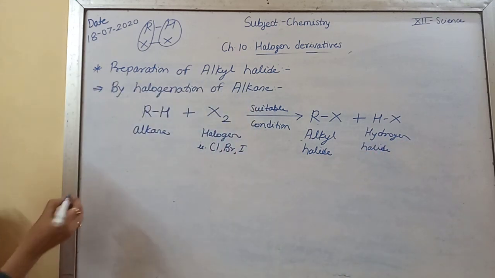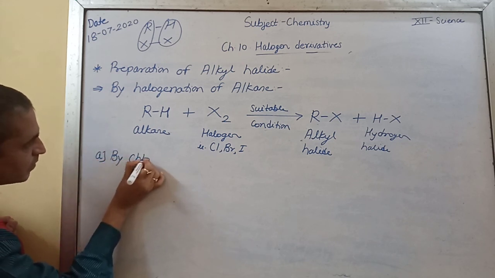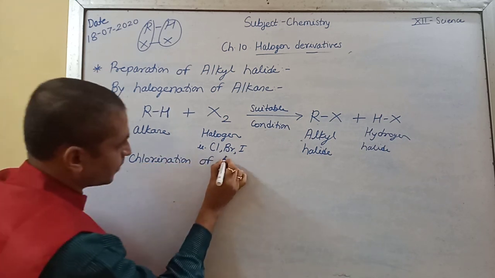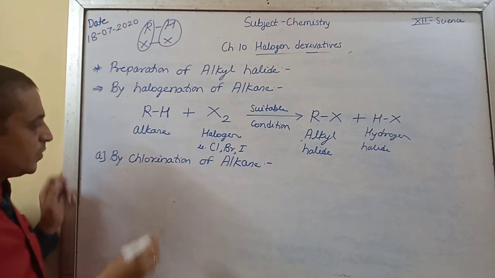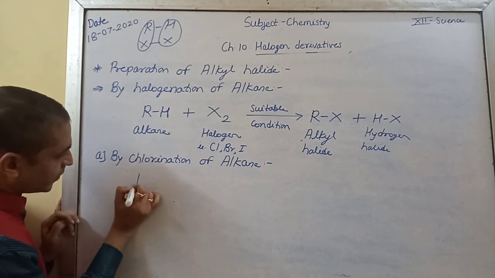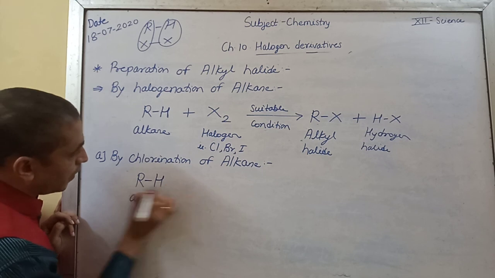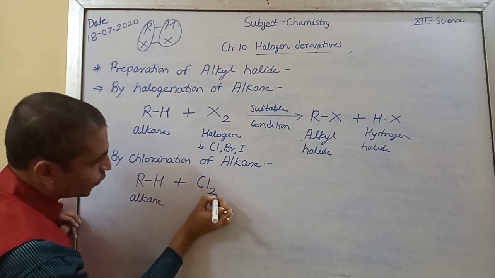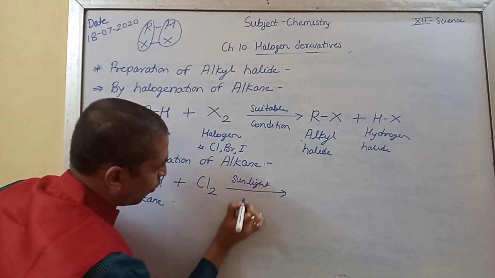Now we will study the first part, that is chlorination of alkane. First thing, chlorination of alkane is carried out in presence of sunlight or UV light. The general reaction can be written as RH. You remember, RH means alkane, R means alkyl group and this is hydrogen. Instead of X2 we can put chlorine. Suitable condition you can write: sunlight or UV light.